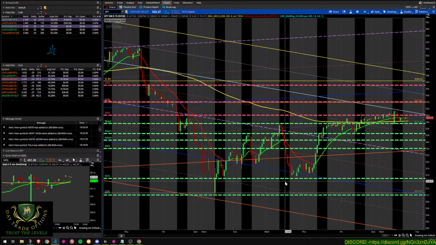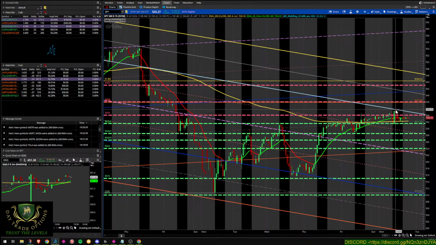Well, I don't trade this. I just use it to mark my levels. So don't get too caught up in how messy it is. Just focus on where it's hitting. If you notice, this candle literally hit perfectly on the one deviation, the upper one.